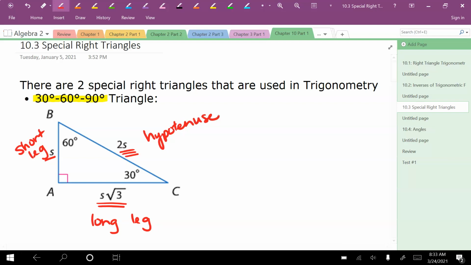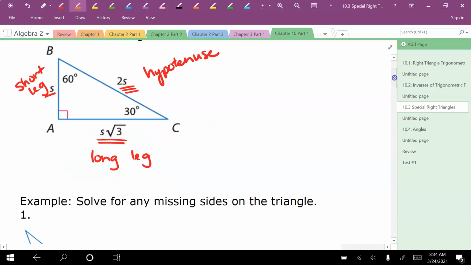So when you guys are doing a problem with a 30, 60, 90 triangle, the first thing, like usual, is figure out where the hypotenuse is. And then label it. And if you want to, either do your short leg, long leg, or use your S, S radical 3, 2S. So let's look at some examples here.